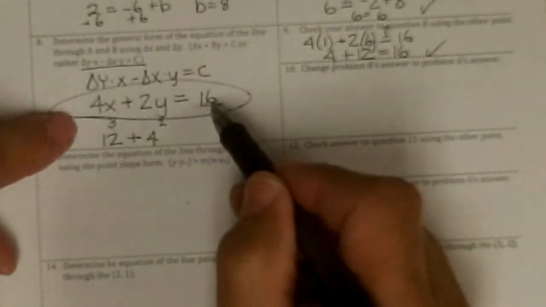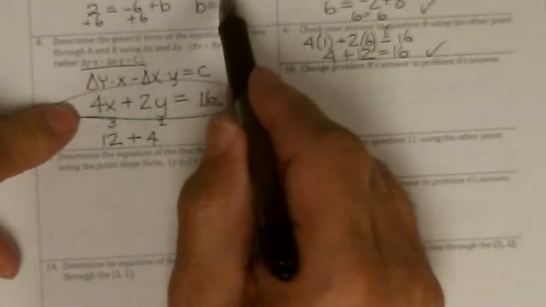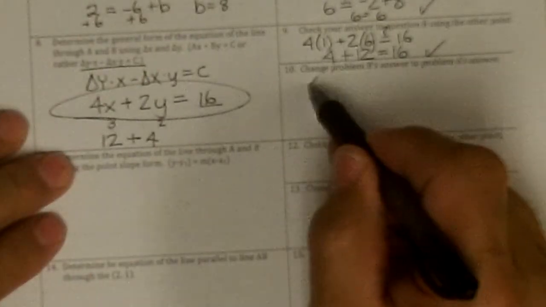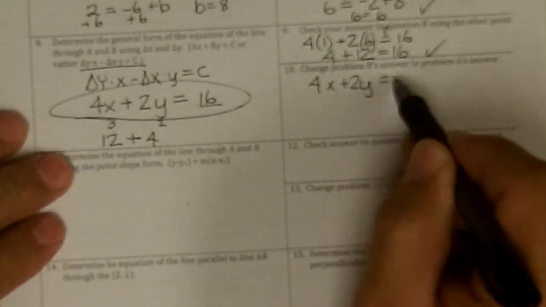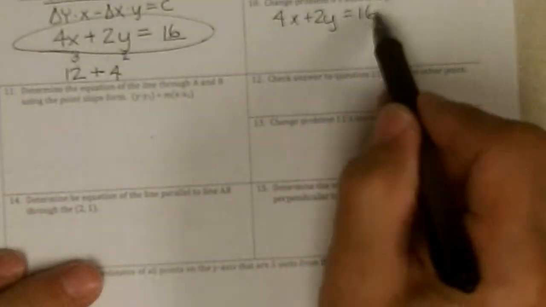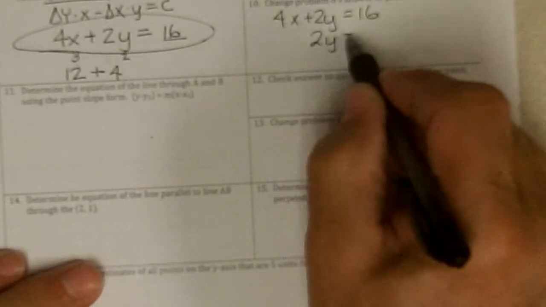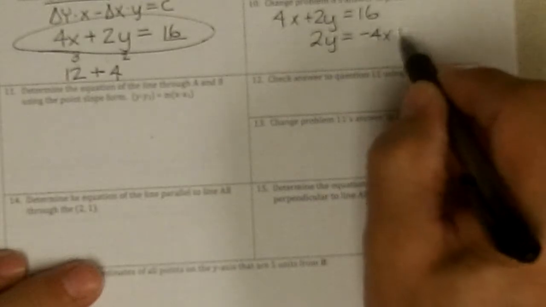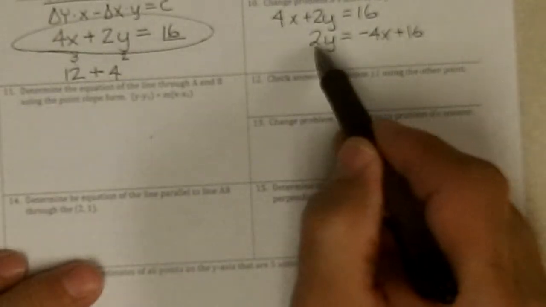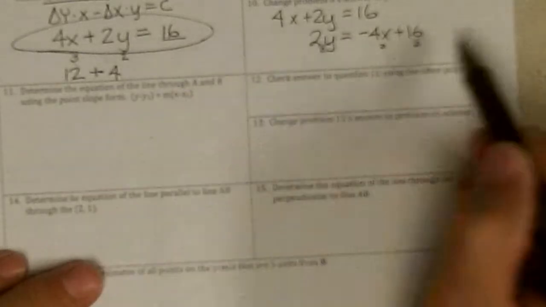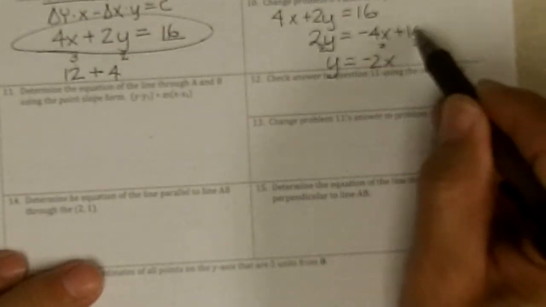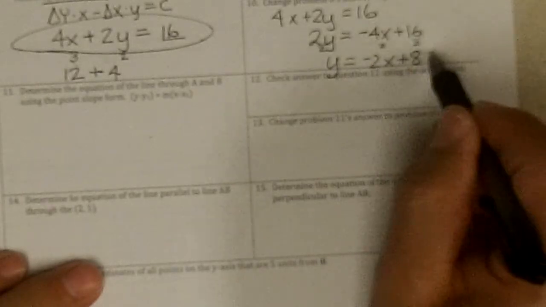Then it says change this equation to look like the answer in 6. Change the 8's answer to be 6's. So, taking 4x plus 2y equals 16 and solving for y, y equals. So I'll subtract 4x from both sides. Negative 4x plus 16. I've subtracted 4x from both sides. 4x is gone. We've got negative 4x on the other side. Divide both sides by 2, and so I get y equals negative 4 divided by 2 is negative 2x plus 16 divided by 2 is plus 8. That matches.